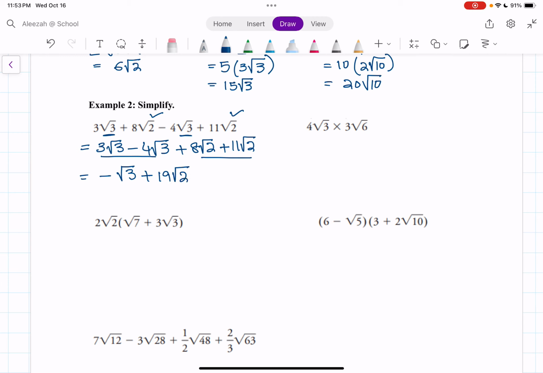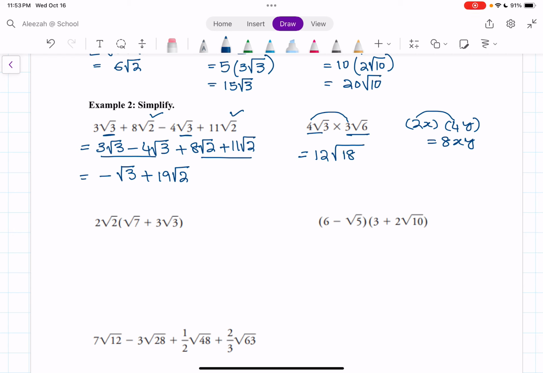Next, I have to multiply these two, right? So when you multiply two radicals, it's the same as, for example, if I multiply 2x with 4y, my answer will be 2 times 4, which is 8, and x times y will be xy. So here I multiply the whole numbers. 4 times 3 is 12, and then square root of 6 times 3 will be square root of 18.